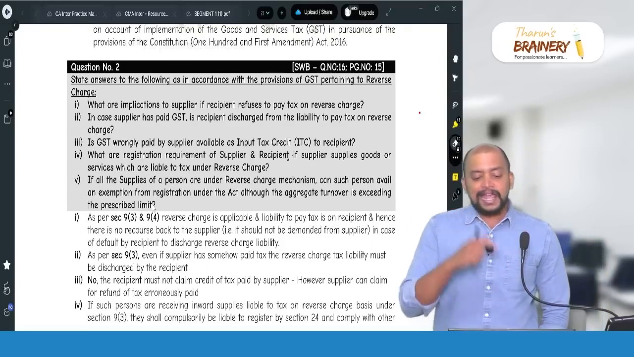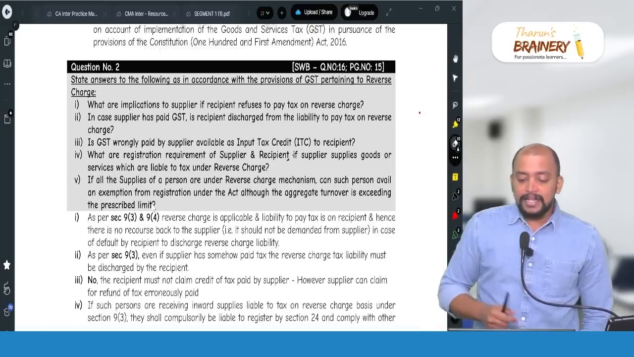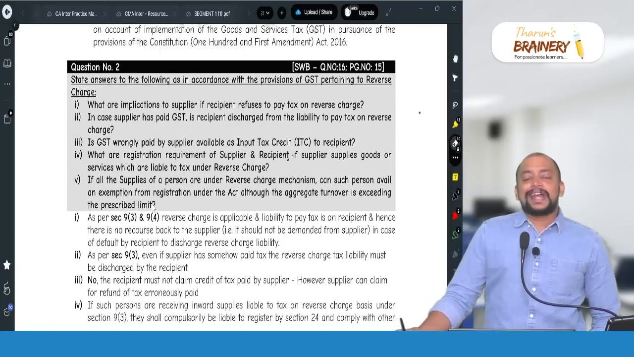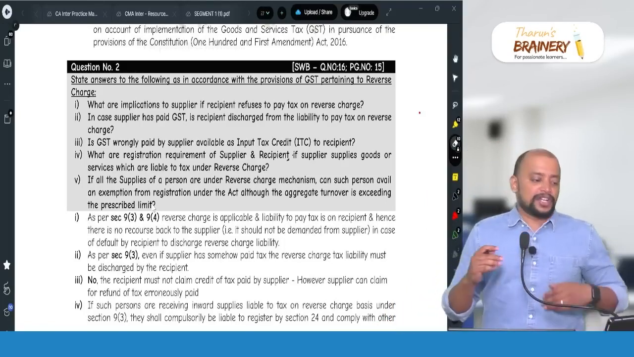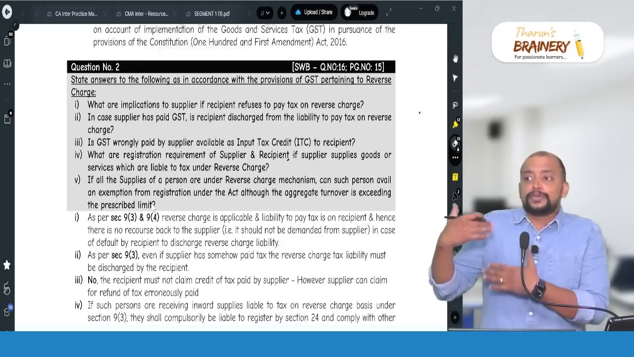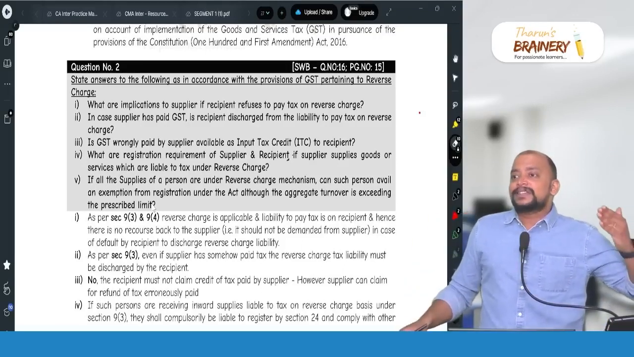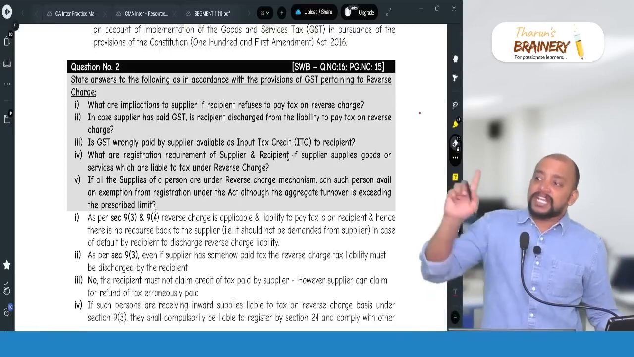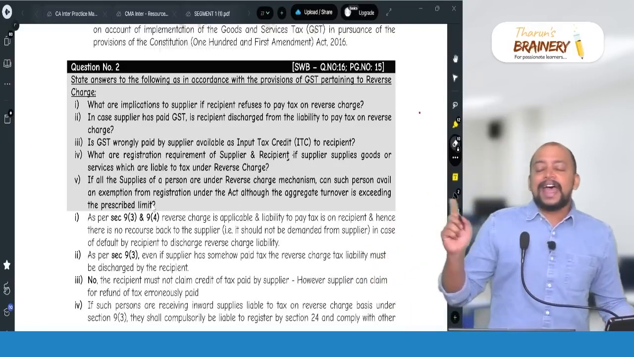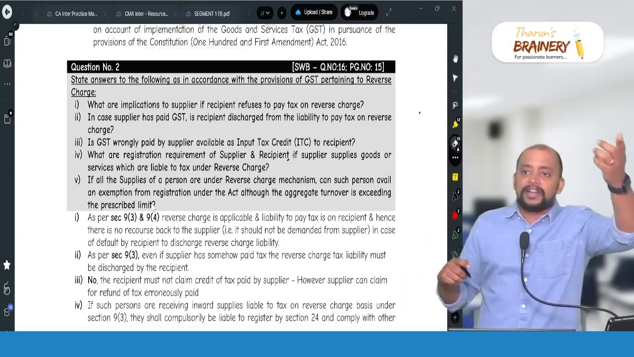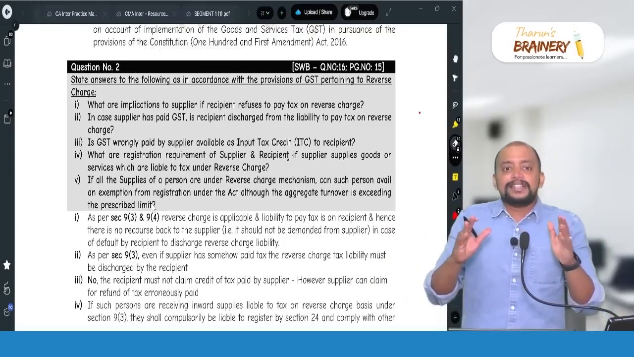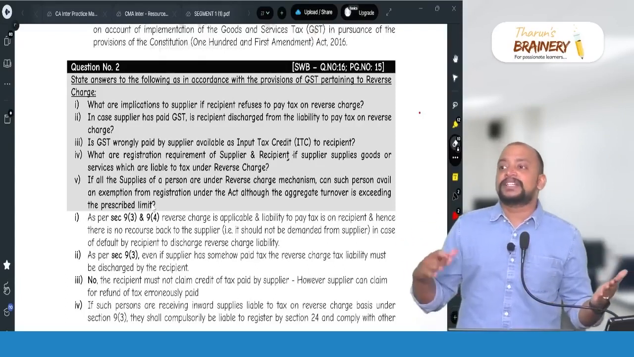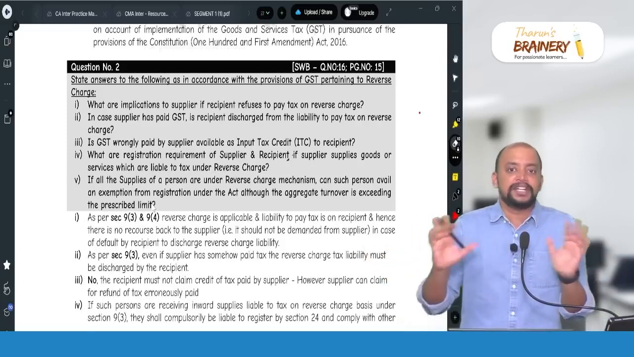Then number two, in case supplier has paid the GST, is recipient discharged from the liability to pay tax on reverse charge? No. Suppose the transaction is covered under RCM and liability to pay GST is on the recipient, and if the recipient fails to do so and the supplier has paid, it is like excess payment of tax by the supplier and non-payment of tax by the recipient. It will be recovered from the recipient along with interest, and the supplier can claim the refund of the tax excess paid. But this adjustment we don't have. Like if recipient is liable to pay but supplier has paid, which means recipient is relieved or exonerated from payment of liability, we don't have.